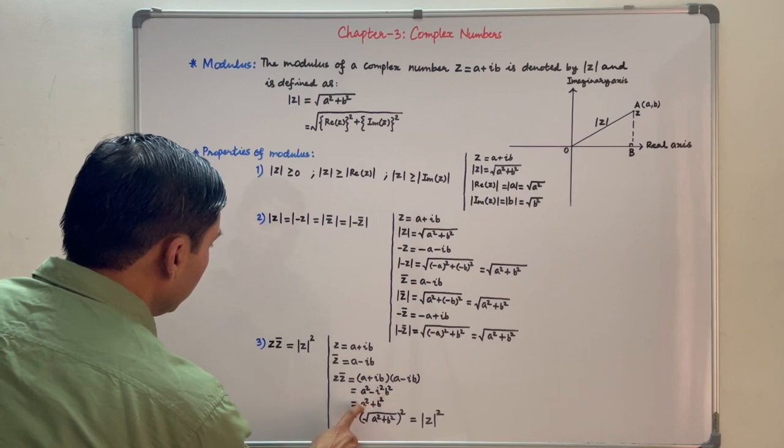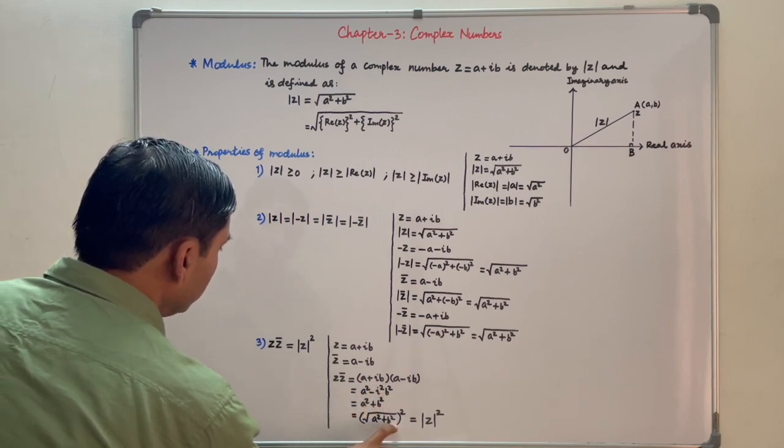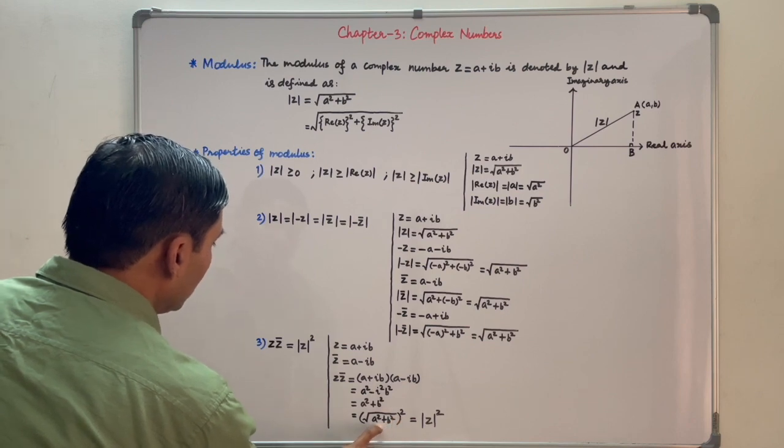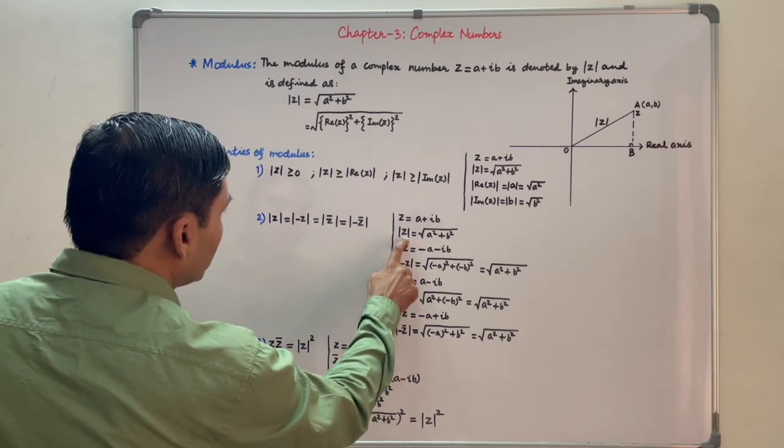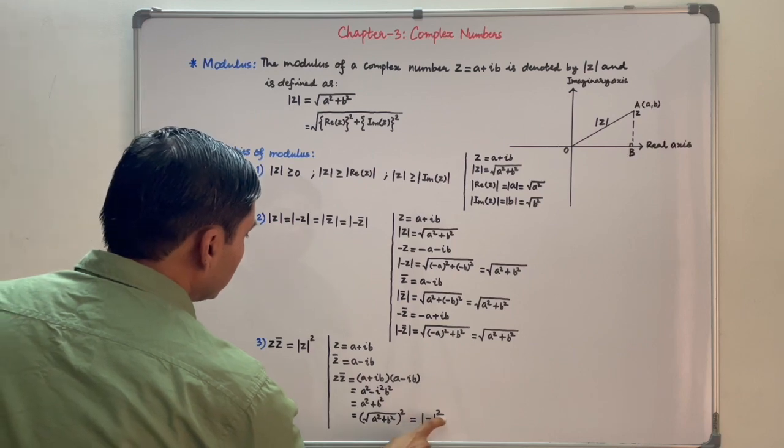So this becomes a² + b². We can write this as √(a² + b²) whole squared. √(a² + b²) is equal to |z|, so it becomes |z|².